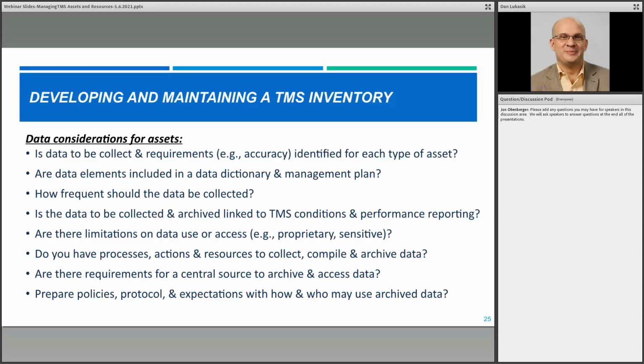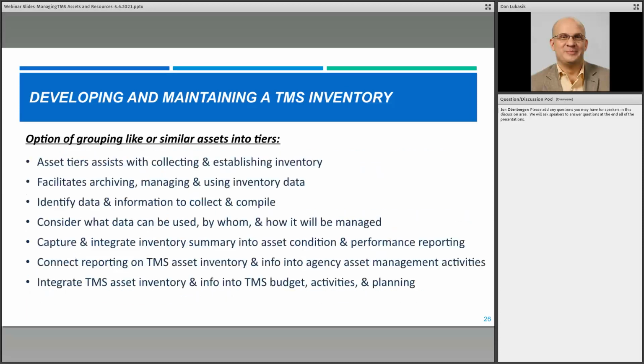We need to have data for performance reports. We need to understand whether there are limitations to any of the information. Maybe there's some privacy information or data in there that we don't want to be archived, or we need to flag it in a certain way so that it isn't distributed to others. Are we going to do things in a centralized manner, following certain processes and protocols? We talked to various DOTs that have multiple districts. Some of the individual districts maintain inventory separately, but then they're rolled up into maybe a centralized repository. How should that be handled? So these are some of the data considerations that we need to worry about.